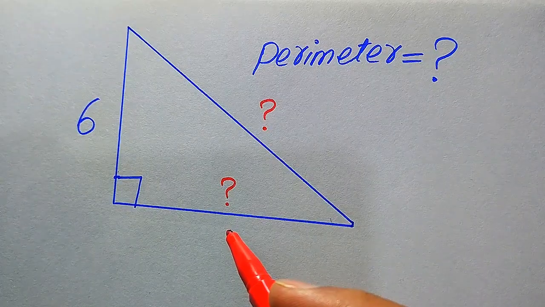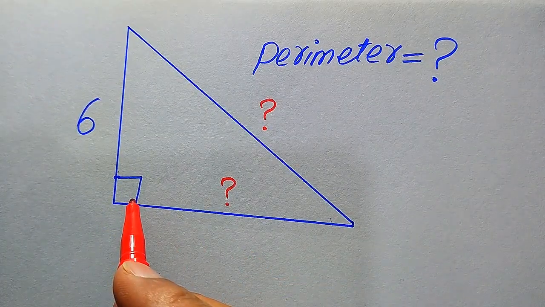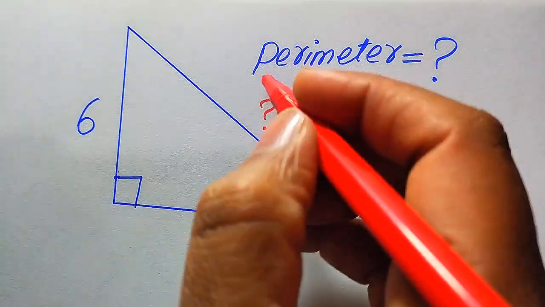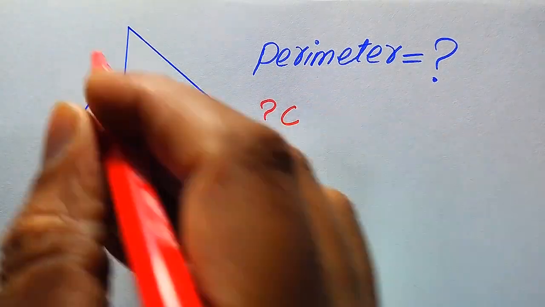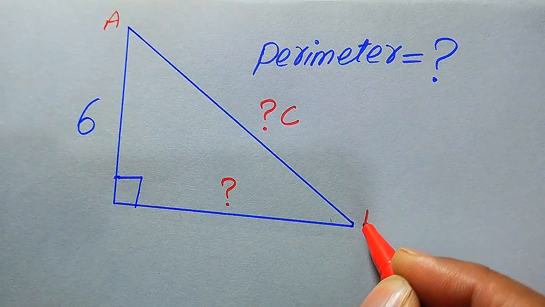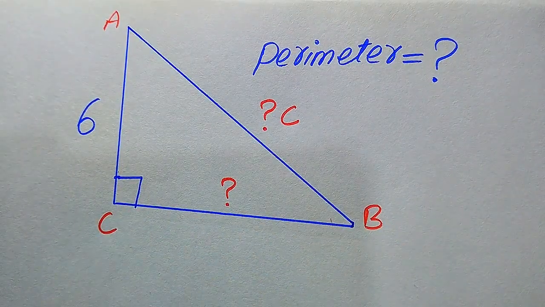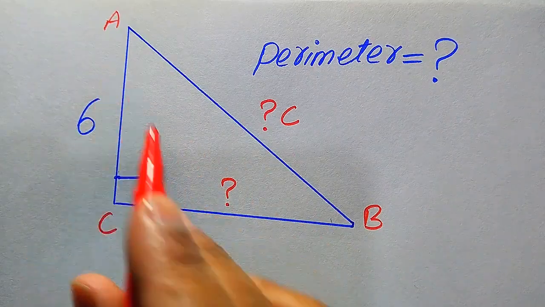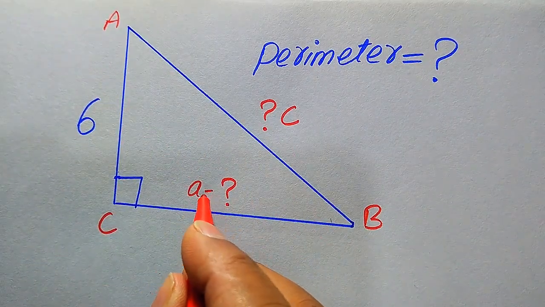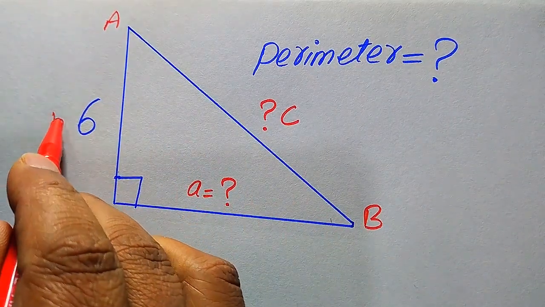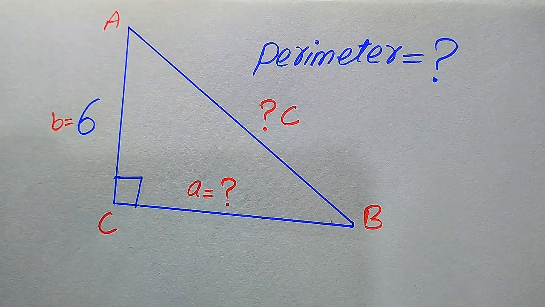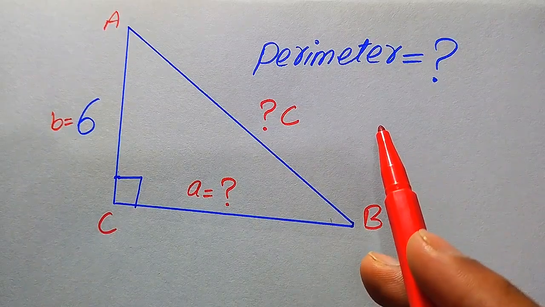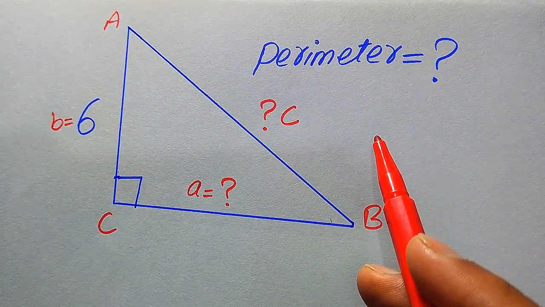So here we denote the hypotenuse of this triangle as c, and we first write that this is right triangle ABC. The length opposite to the right angle is c, the length opposite to A is denoted by small a, and the length opposite to B is denoted by small b. Here the value of b is given and we need to find the values of a and c, and then we move towards the perimeter of this right triangle.